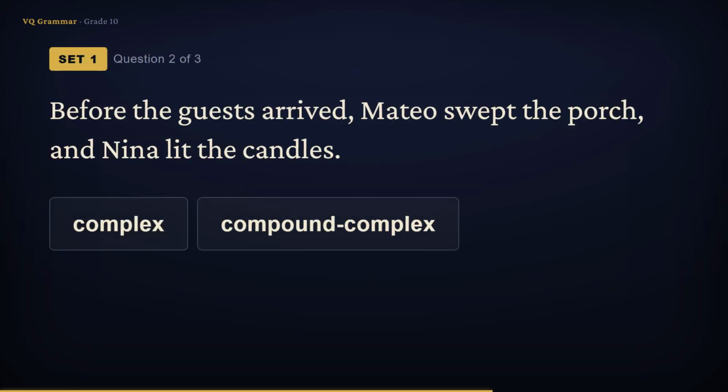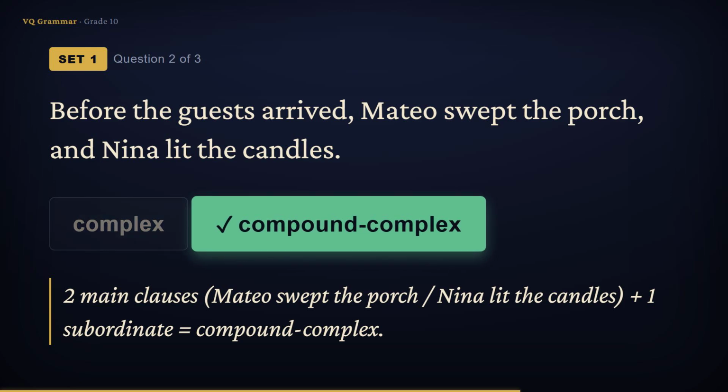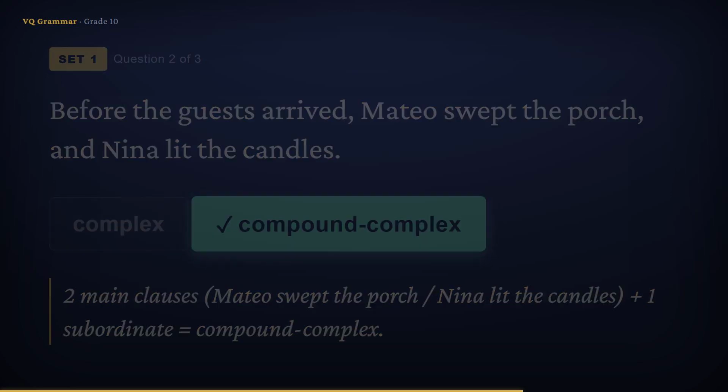Before the guests arrived, Matteo swept the porch and Nina lit the candles. Count with me. Before the guests arrived is subordinate. Matteo swept the porch could stand alone. That's main clause 1. Nina lit the candles could also stand alone. That's main clause 2. 2 main clauses plus a subordinate. The answer is compound complex.